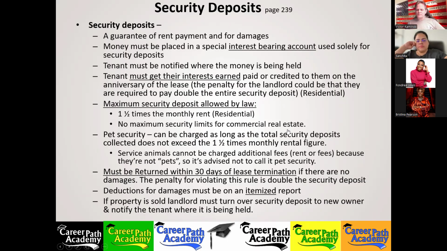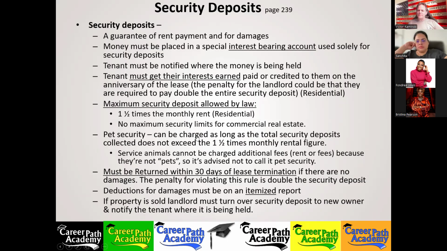Maximum security deposit required by law is 1.5 times the monthly rent for residential. There is no maximum security defined by law for commercial real estate. It's whatever you get away with. And asking 3 months is not uncommon.